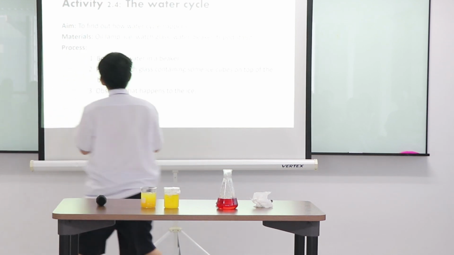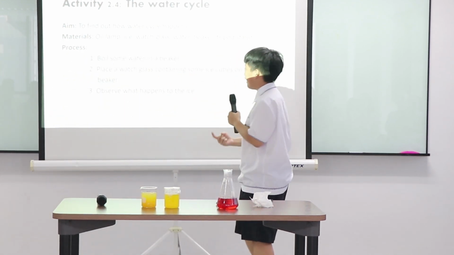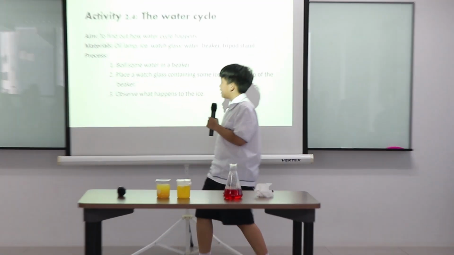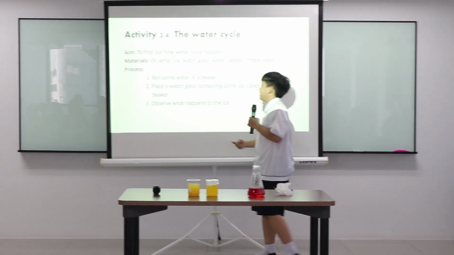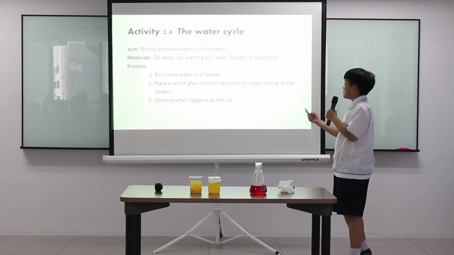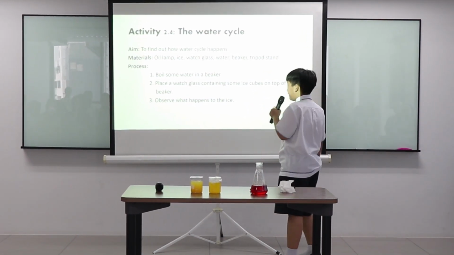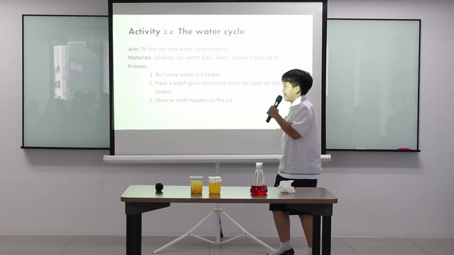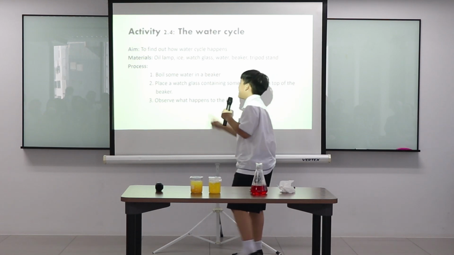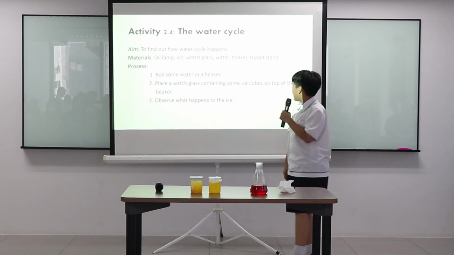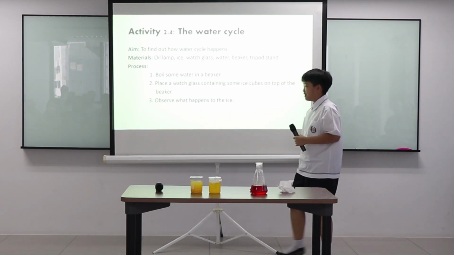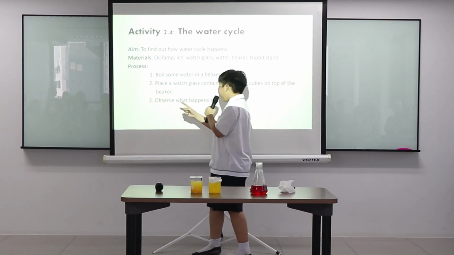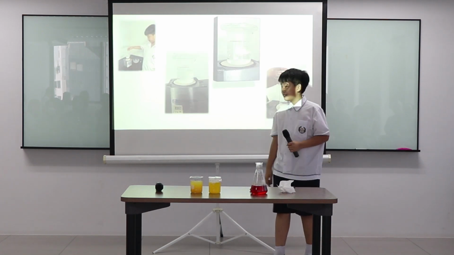The water cycle. Aim: to find out how the water cycle happens. Materials: oil lamp, ice, watch glass, water, beaker, tripod stand. Number 1, boil some water in a beaker. Number 2, place a watch glass containing some ice cubes on top of the beaker. Number 3, observe what happens to the ice.